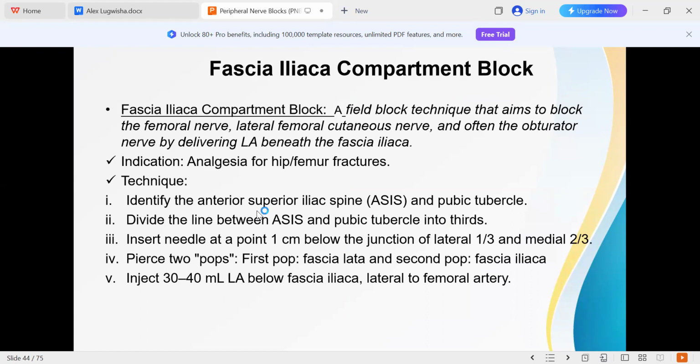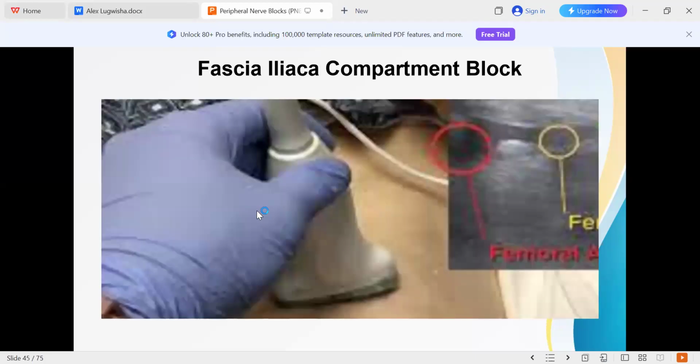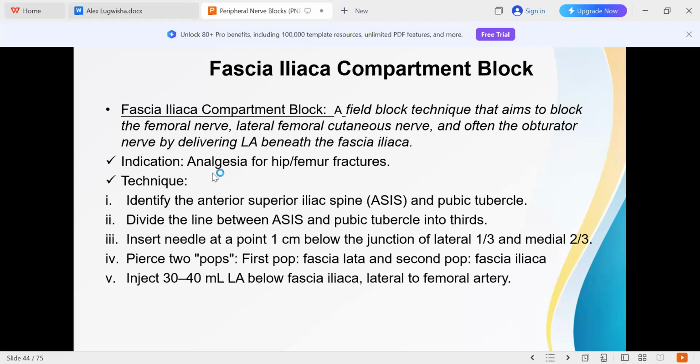This is important. It's similar to a 3-in-1 block. But for fascia iliaca, the local anesthetic agent is actually deposited beneath the fascia iliaca. So it's good for analgesia for hip and femoral fractures. And you identify the anterior superior iliac spine and the pubic tubercle.